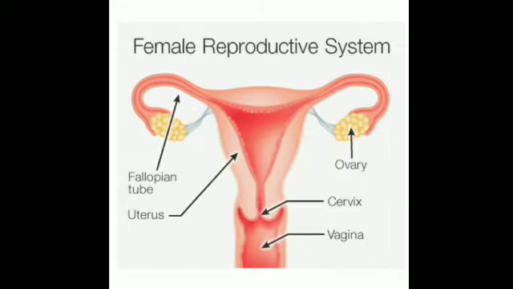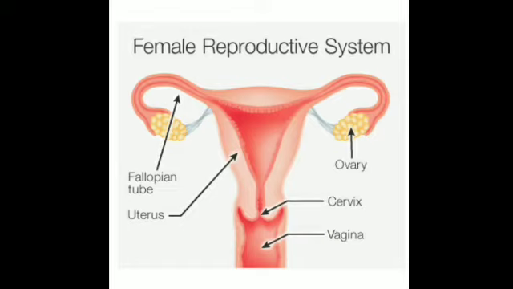Now, ovaries start producing eggs at the age of 12 to 13 years, and an egg is a single cell, and it is released by one of the ovaries every month. That is, a single mature egg is released by one of the ovaries every month, and they are produced up to the age of 45 to 50 years.